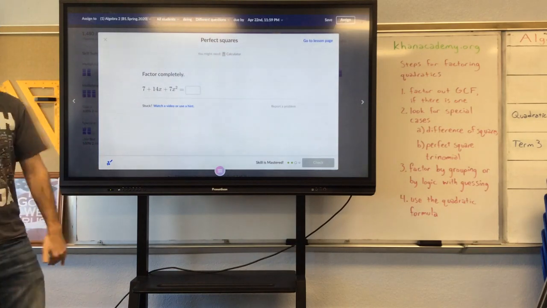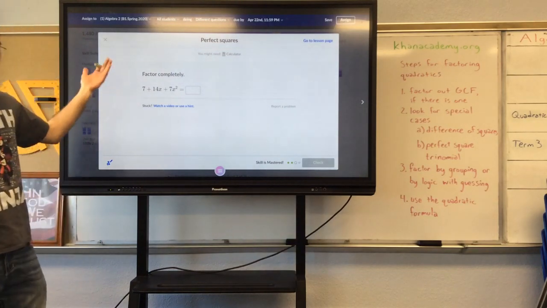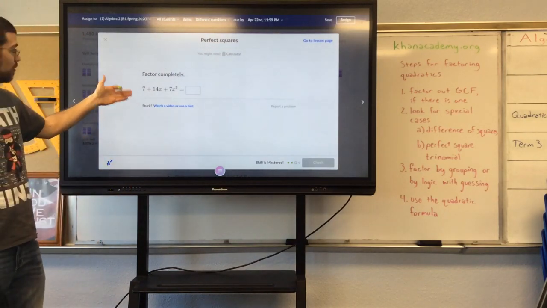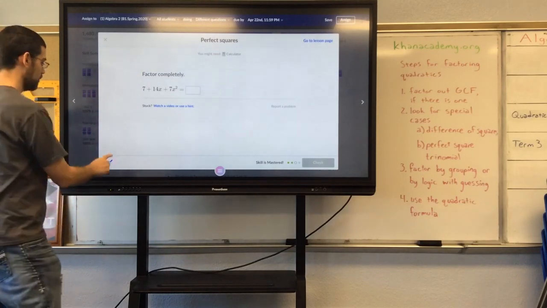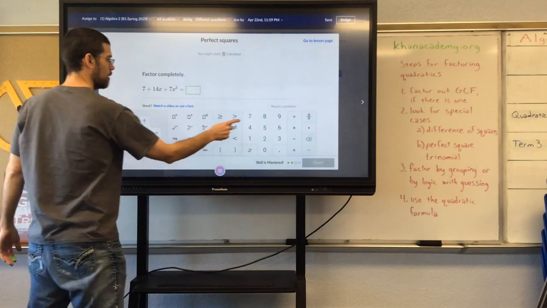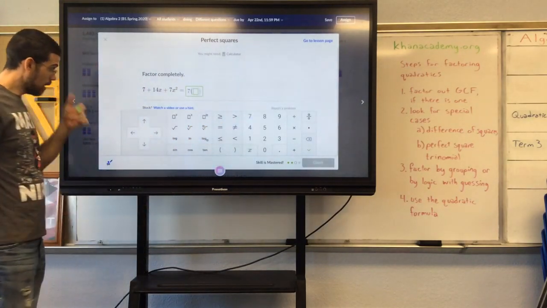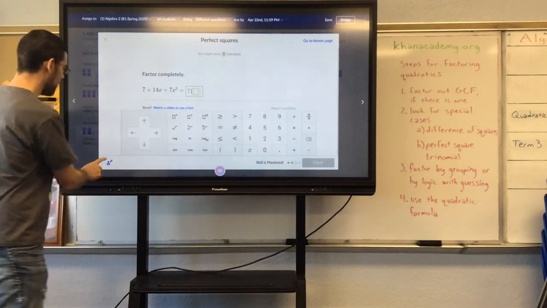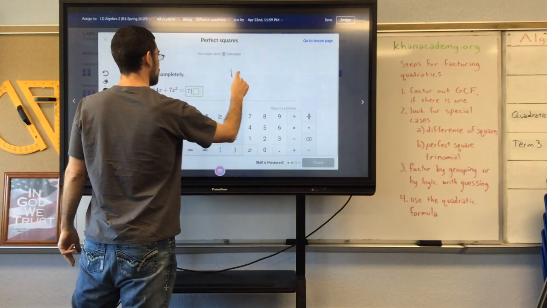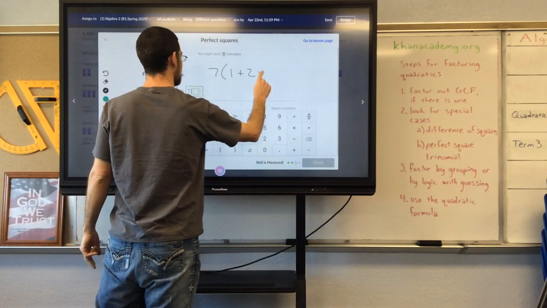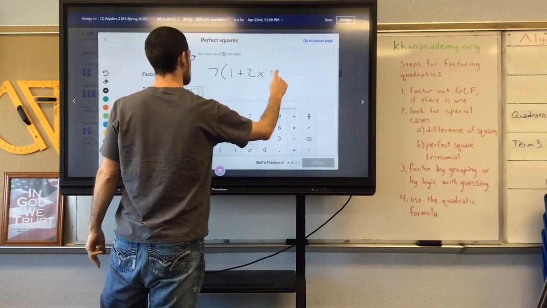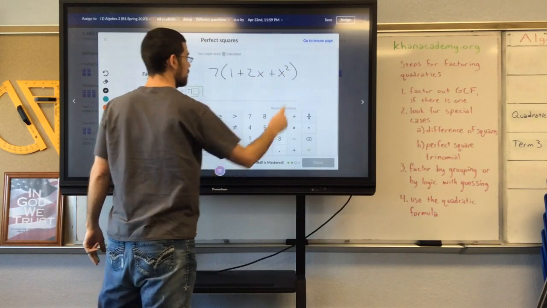All right, we look for a greatest common factor. 7 is clearly it. 7 divided by 7 is 1. 14 divided by 7 is 2. And so we get 7 times 1 plus 2x plus x squared.